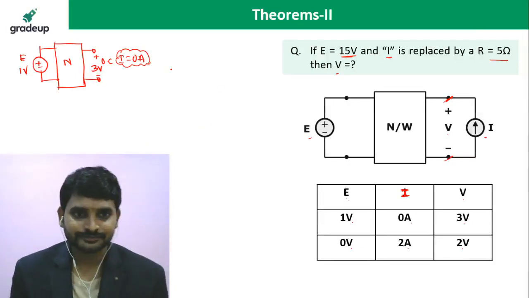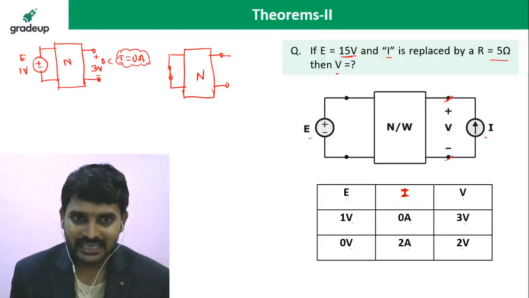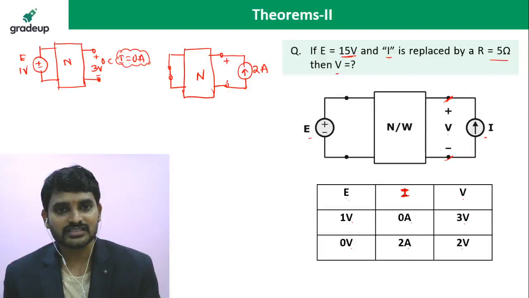Next information. E is equal to 0. Short that one and draw the network. Now what is I? I is 2 amperes. Now this current source value is 2 amperes. At that time the voltage appearing across these terminals is 2 volts.